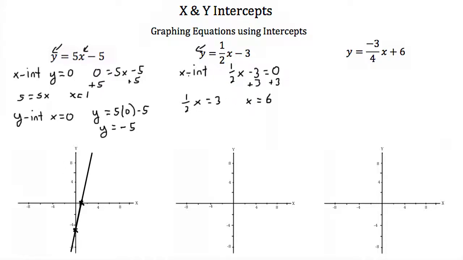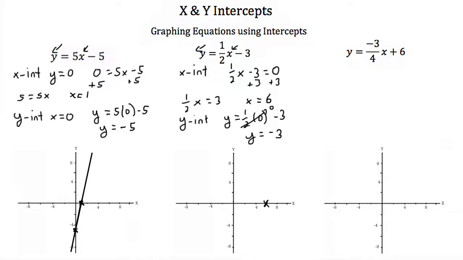So our x-intercept occurs where x is equal to 6, which is right there. Now let's find our y-intercept, which is when x is equal to 0. So y is equal to 1/2 times 0 minus 3. This all goes to 0, and our y-intercept occurs when y is equal to negative 3.